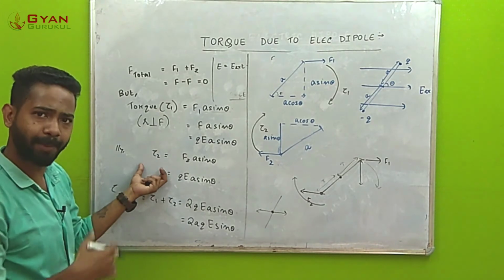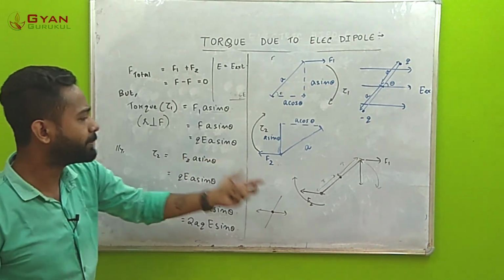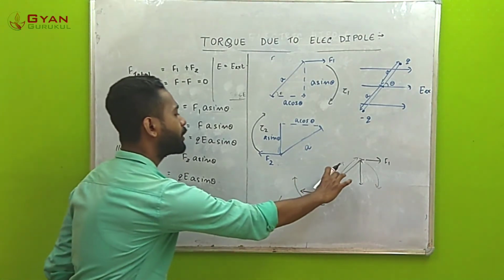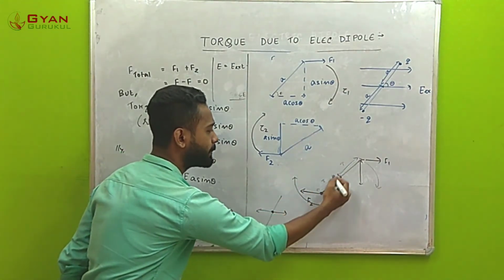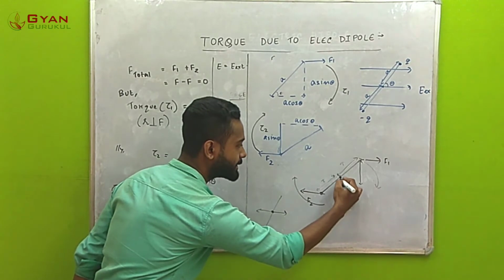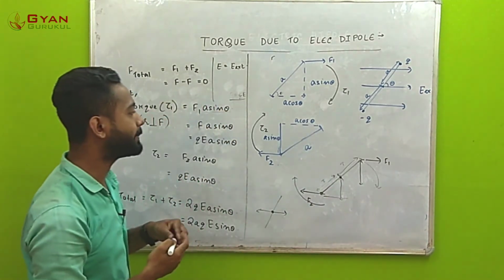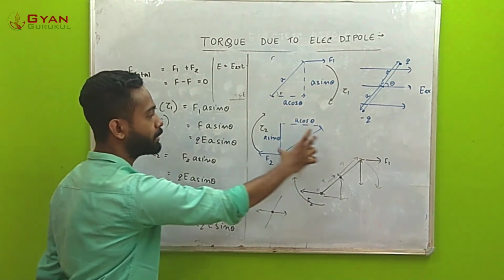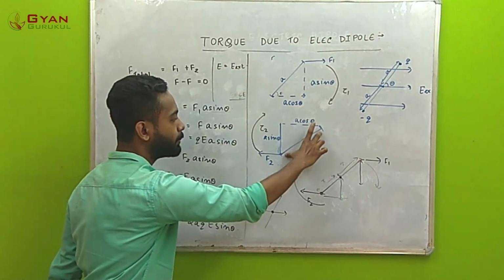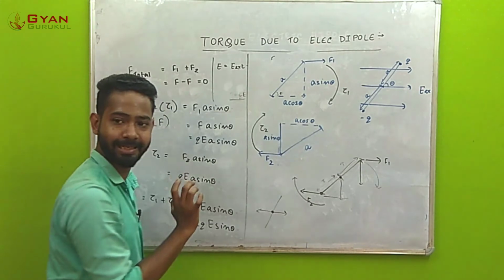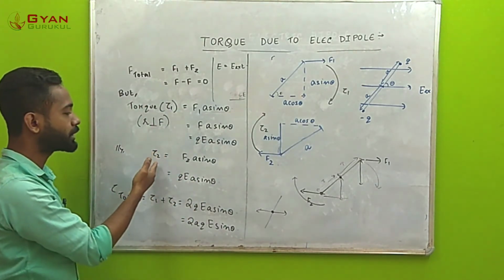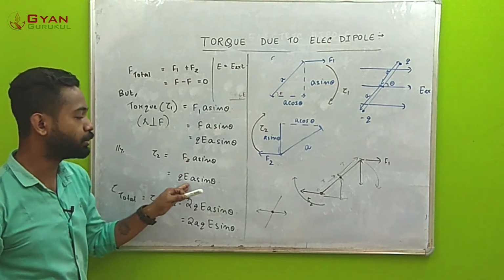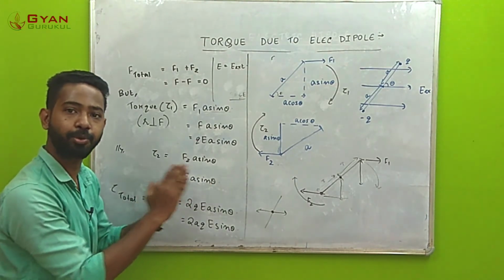Now for tau 2, we'll approach in the same way. That would be given by F2 multiplied by the perpendicular distance. Again, for this distance A, the perpendicular component would be this segment, right? This segment, again, I have shown it here. This segment is again given by A sin theta, because this component was A, and the perpendicular part would be A sin theta. Hence, your tau 2 is also given by F2 into A sin theta, putting the value of F2 as QE. So this would again look like QE into A sin theta.